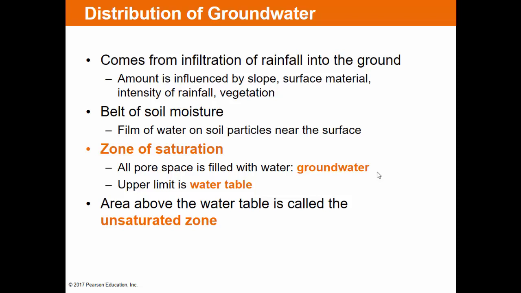Groundwater comes from the infiltration of rainfall into the ground. Right? So the amount of infiltration into the ground is influenced by the slope, the surface material, the intensity of rainfall, the type of vegetation. We talked about that before. There is in the ground, just below the surface, a belt of soil moisture. That belt of soil moisture is in the soil, that's the top, the very top. It's a film of water on soil particles.